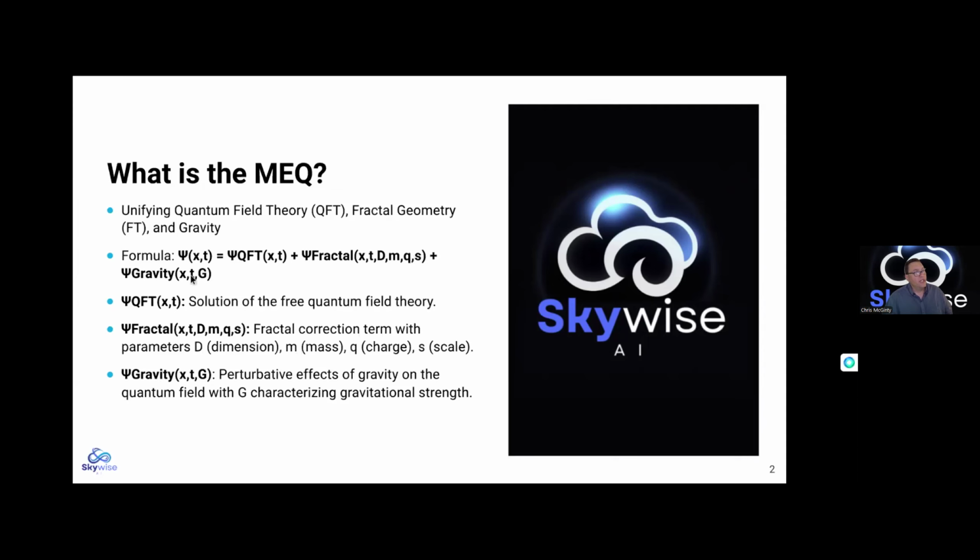Then this last portion here is gravity, and what this does is bring in general relativity, which has been tried and true and proven in many, many cases. So that's what we've done: we combined this all together. We've taken the quantum world, general relativity, and then blended it with quantum field theory and fractal geometry potential.